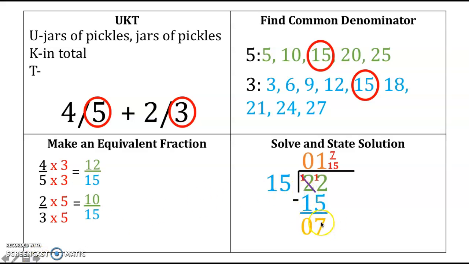Now this is the trickiest part of creating a mixed number from a fraction greater than 1. You've got your remainder here, and you've got your divisor here. Now you make your fraction part of your mixed number by making sure that the divisor is your denominator, because that's the number that you're dividing by. And then your remainder is your numerator, because that is the fraction that you have left.